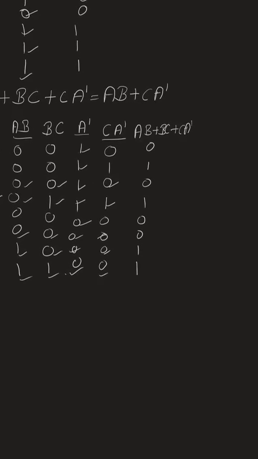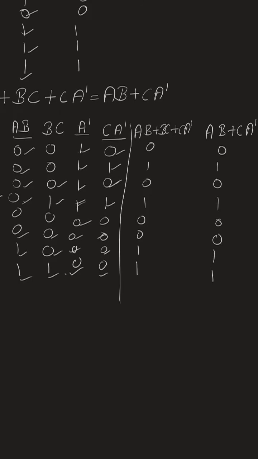So you can write down here AB plus CA complement. 0 plus 0 is 0. 0 plus 1 is 1. 0 plus 0 is 0. 0 plus 1 is 1. 0 plus 0 is 0. 0 plus 0 is 0. 1 plus 0 is 1. 1 plus 0 is 1. So hence proved: AB plus BC plus CA complement and AB plus CA complement are equal.